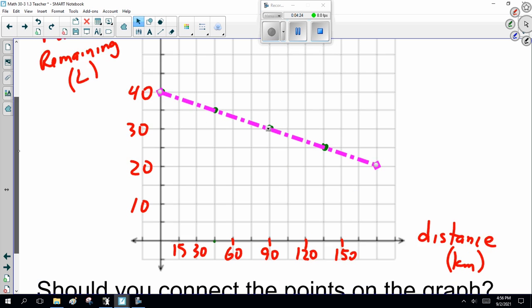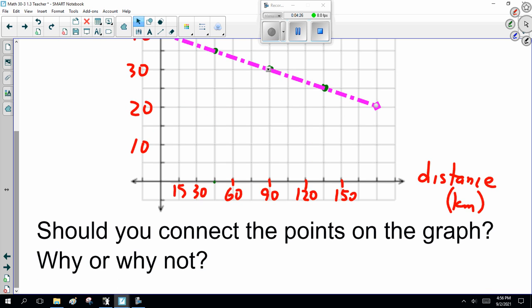Okay, welcome back. Now, should you connect the points on the graph? Yes. Why should we connect the points? Because this is continuous. That is, you can drive 15 kilometers, you can drive 14.9, you can drive 14.91. It's a continuous line. It's not like walking, taking steps where you can take 1 step or 2 steps. Here you can drive a kilometer, half a kilometer, or a fraction of a kilometer.